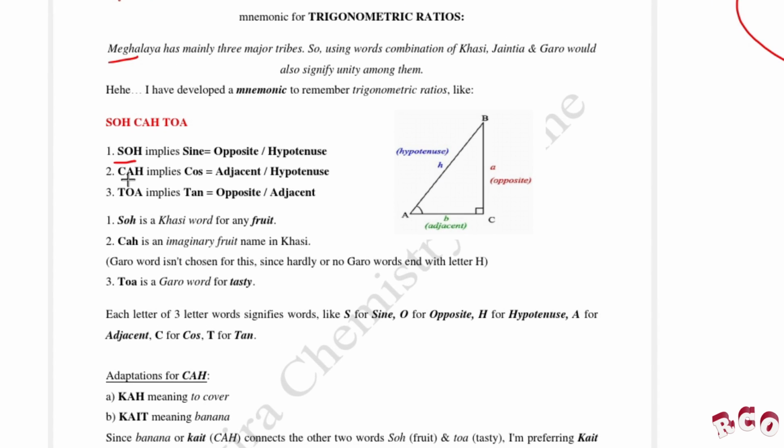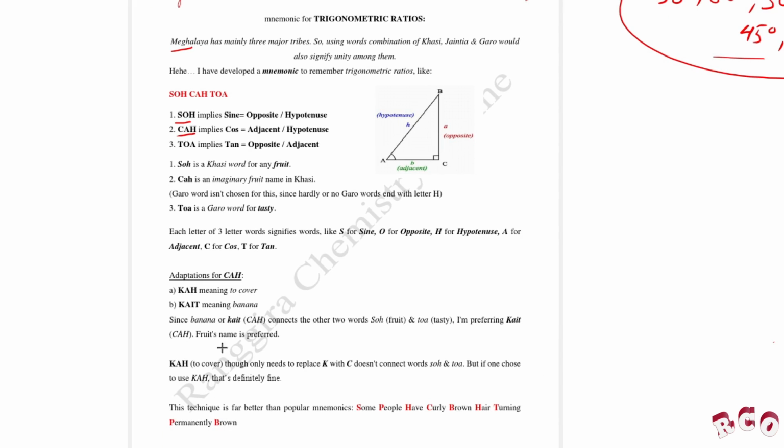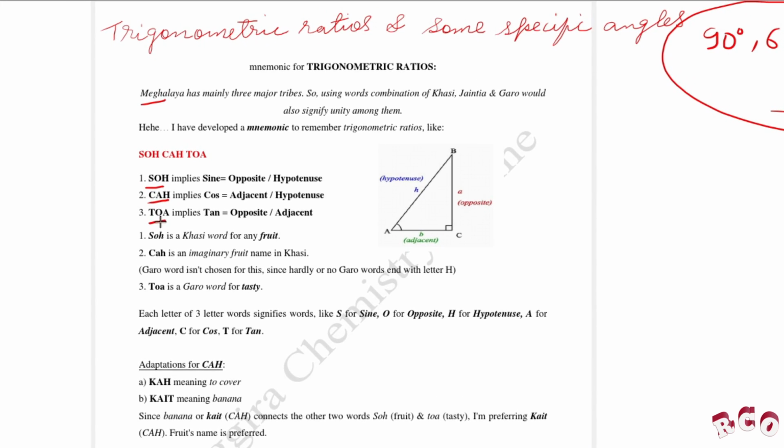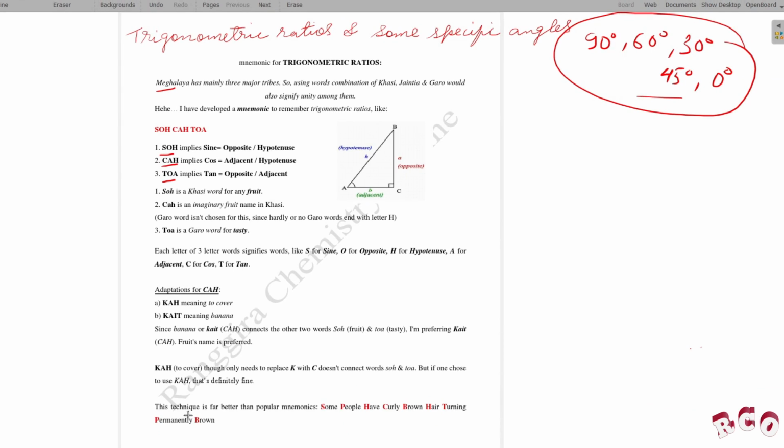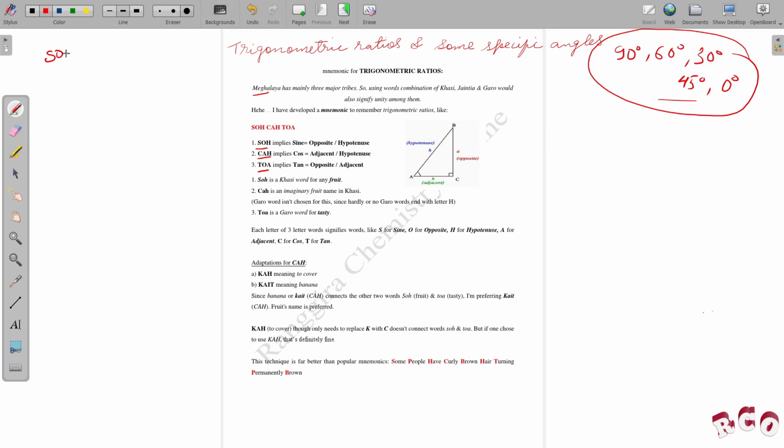So it's a Khasi word, and Ka is an imaginary Khasi word that I have taken. So you can read it here. I will not be reading much. And then Toa is a Garo word for tasty. So it's a fruit, a meaningful fruit. Ka is an imaginary Khasi fruit name. So these are the things that I have written.